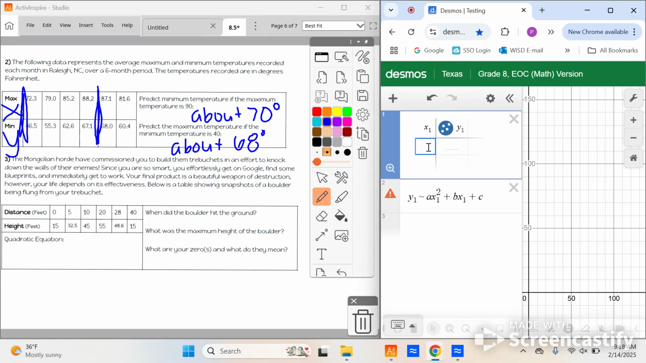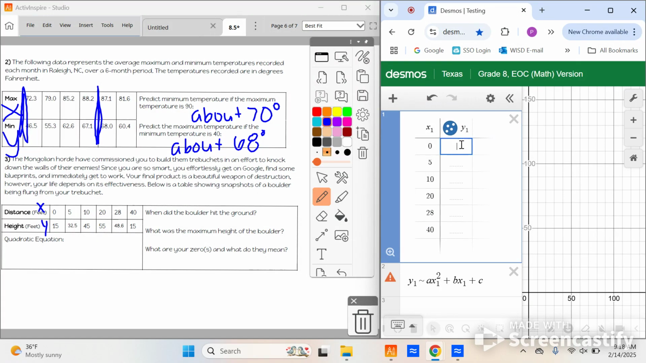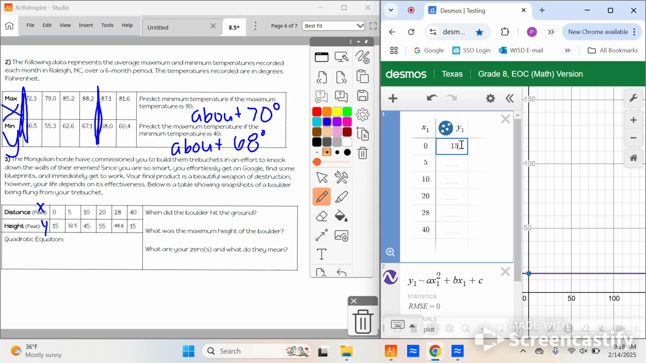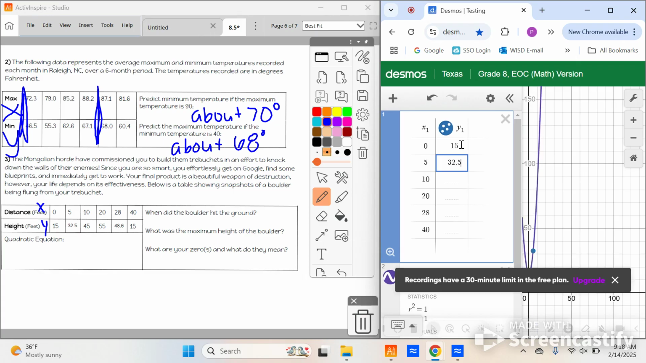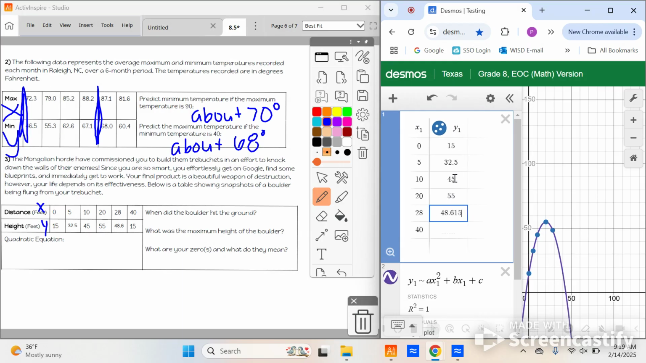All right, so our distance, again, is our x, and the height depends on the distance. So that is our y. So 0, 5, 10, 20, 28, and 40. And our height is 15, 32.5, 45, 55, 48, 48.6, and 15.